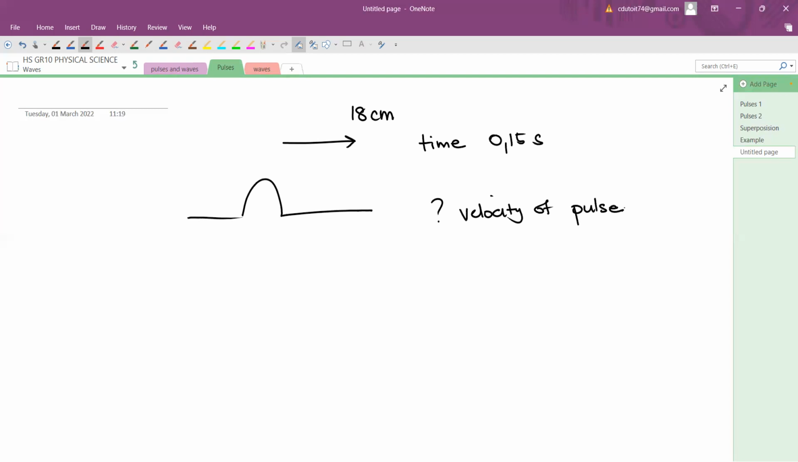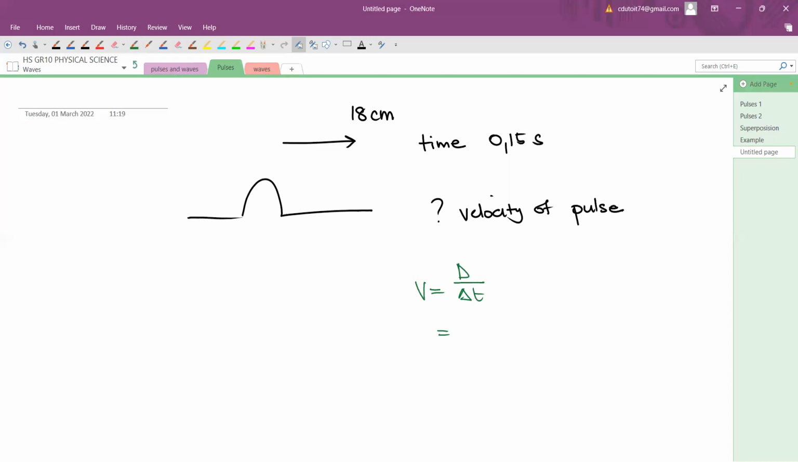What would the velocity of the pulse be? Will it be 120? No, I don't think so. You must give an equation, otherwise you get 0 marks. V equals D over delta T. Okay. What is the distance?